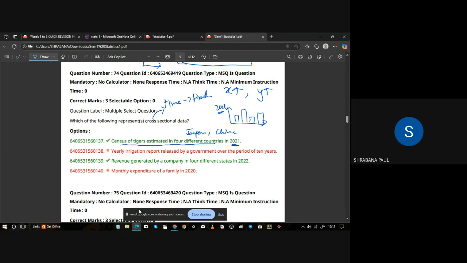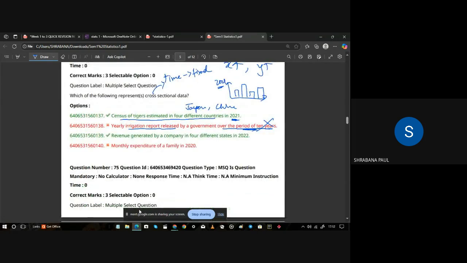Again see, yearly irrigation report released by the government over the period of 10 years. Here time is variable over the past 10 years. So this is obviously a wrong answer. Next, revenue generated by a company in 4 different states in 2022, in a particular year. So this is the right answer. And monthly expenditure of the family in 2020.